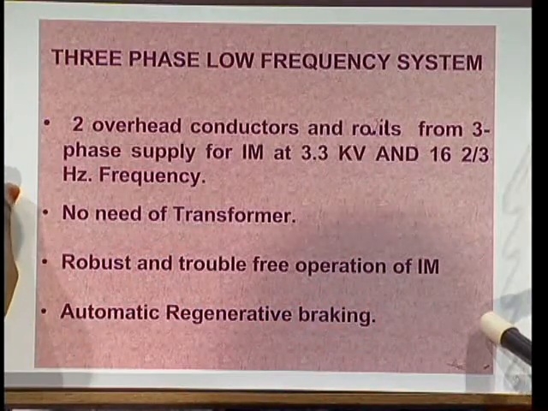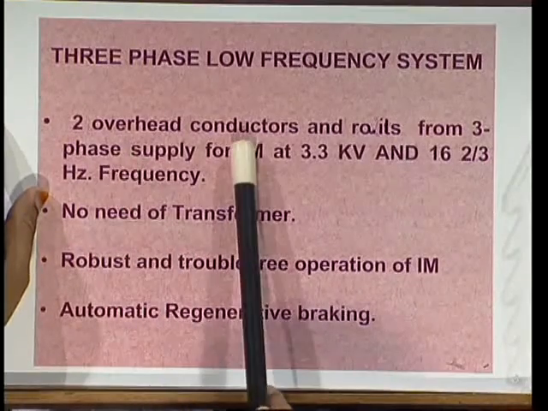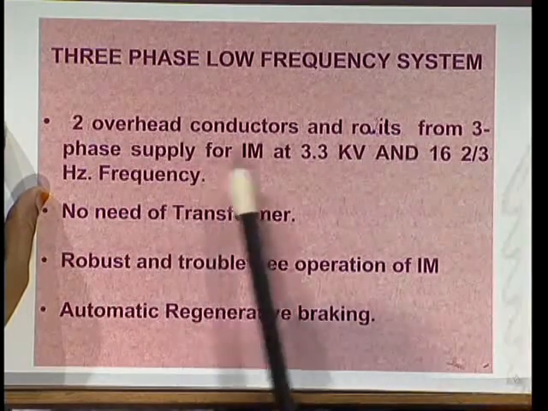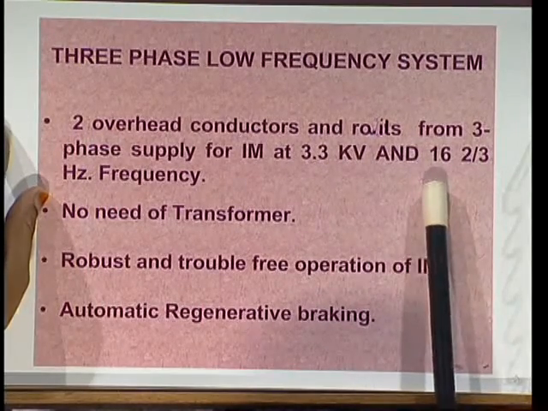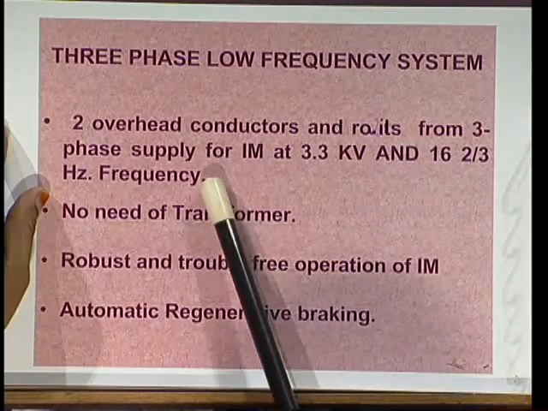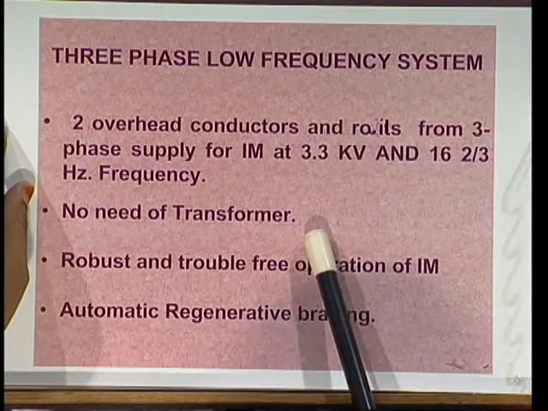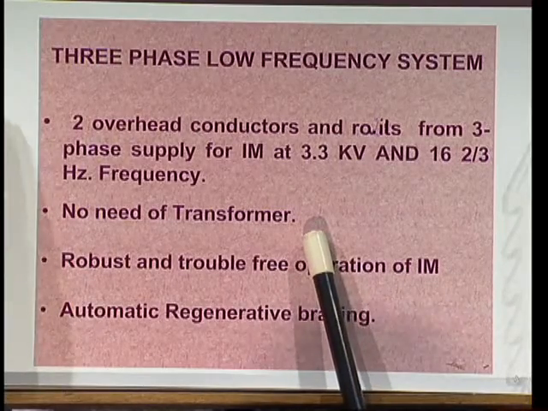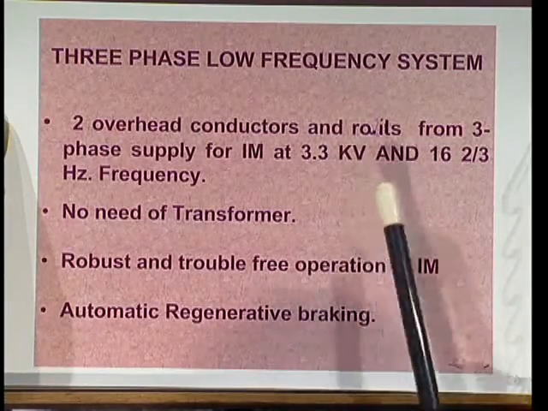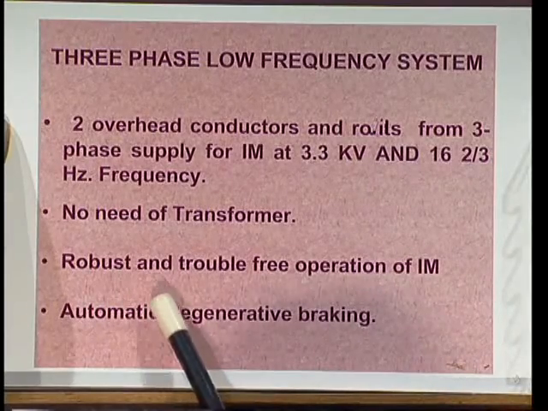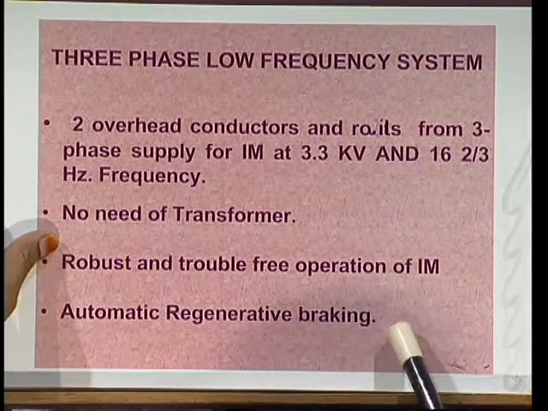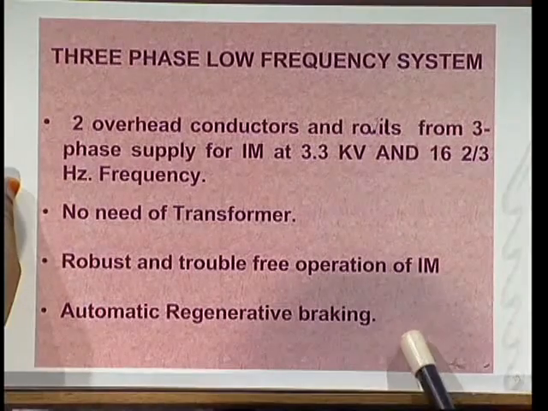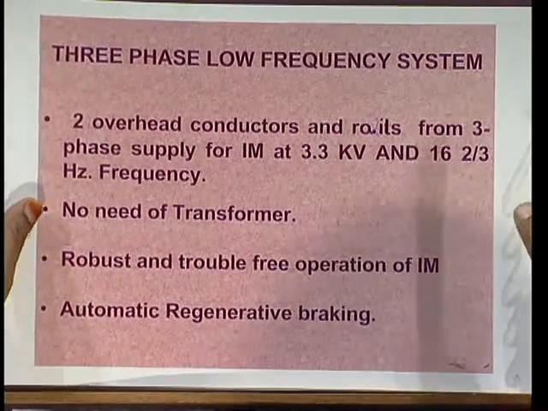Now we will have a look at the various advantages of this system. The two overhead conductors and rails form a 3-phase supply for the induction motor at 3.3 kilovolts and 16 2/3 hertz frequency. There is no need of a transformer because the induction motor can run with 3.3 kilovolts. It is robust and trouble free. It has automatic regenerative braking. This is a very important factor in 3-phase systems.